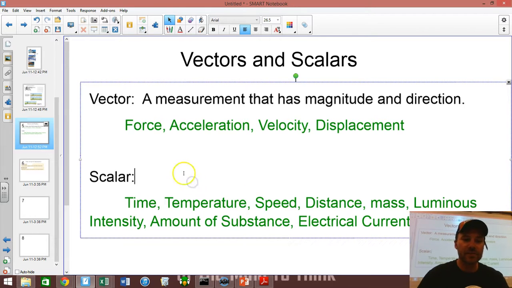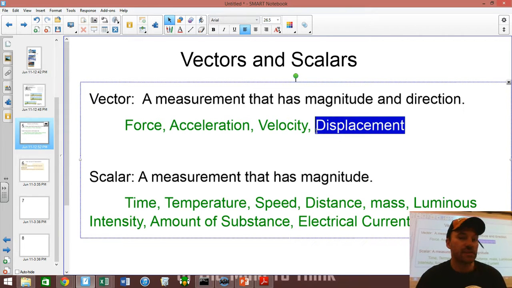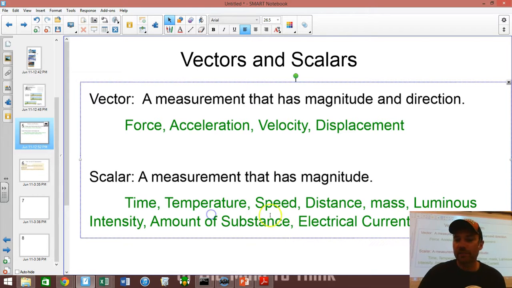A scalar is just a measurement that has magnitude. Like time. It doesn't matter if time is going north, forward, south, backwards, to the right, to the left. Time is still time. Temperature is still temperature. Speed, distance, 5 feet. Displacement, 5 feet west. Mass, luminous intensity, amount of substance, electrical current, none of these depend on what direction they're going.